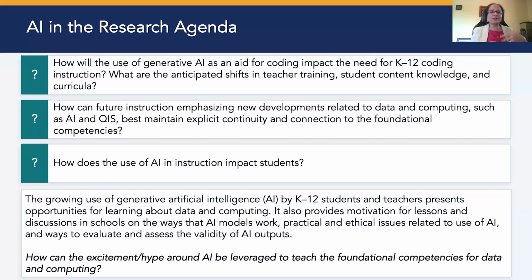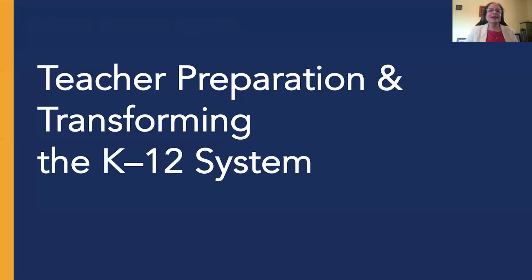And one of the comments in the report is, with the increasing use of Gen AI, how can we leverage the excitement and hype around AI to teach these foundational competencies for data and computing? I've often in my previous talk sometimes talked about the Trojan horse. Given that people want AI in the classrooms now, we should use that to bring in these foundational competencies of data and computing because they're so connected to AI examples as well.